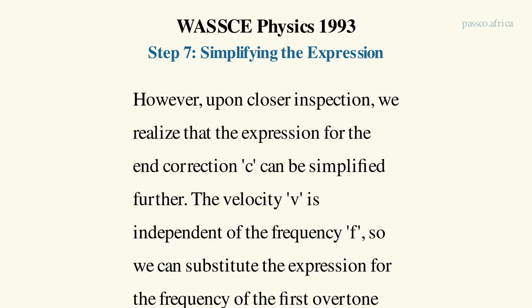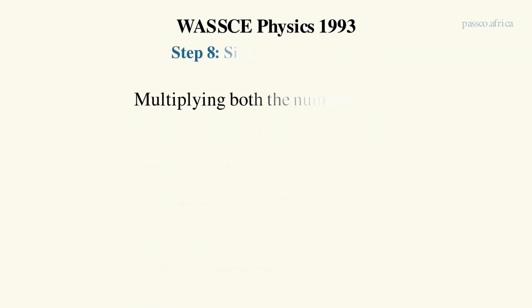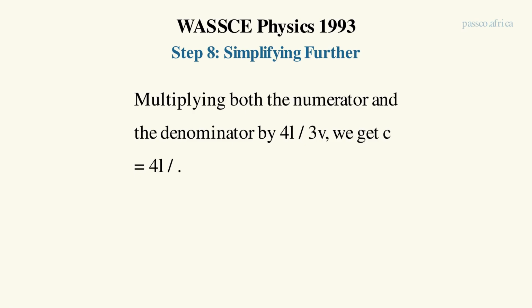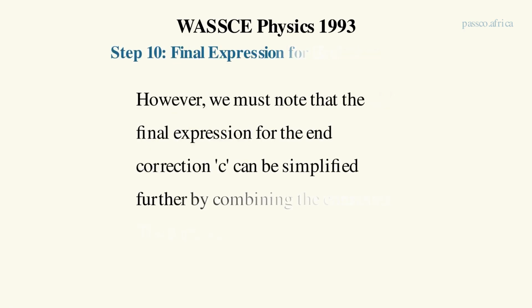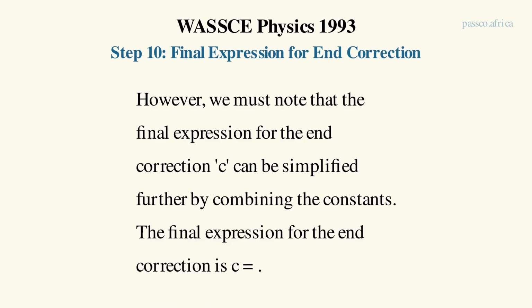Step 8. Simplifying further. Multiplying both the numerator and the denominator by 4L/3V, we get C equals 4L. Step 9. Simplifying even further. Simplifying the expression gives us C equals 4L. Step 10. Final expression for end correction. However, we must note that the final expression for the end correction C can be simplified further by combining the constants.